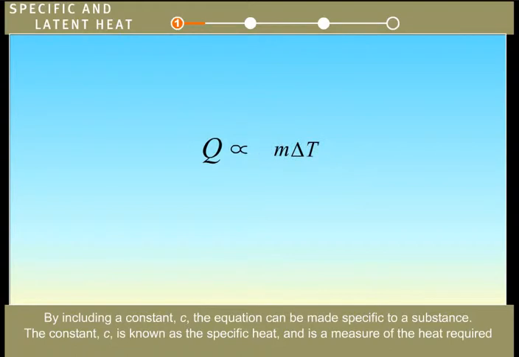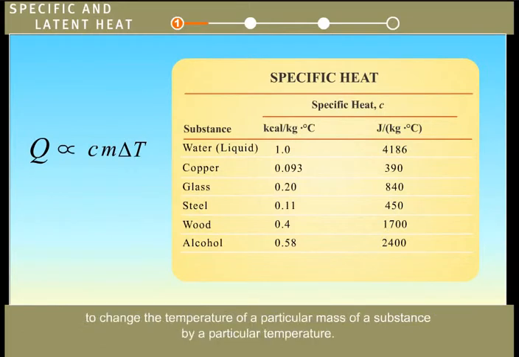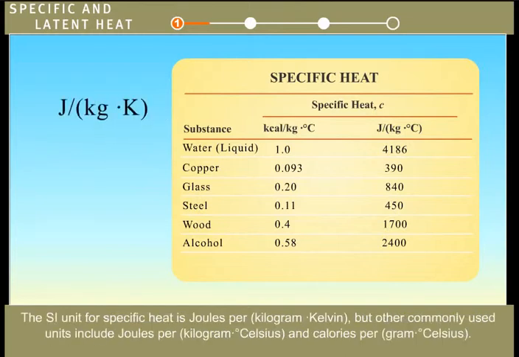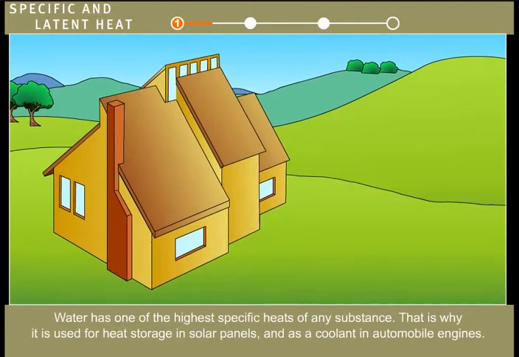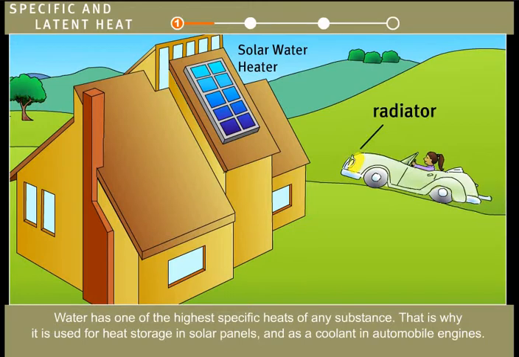By including a constant, C, the equation can be made specific to a substance. The constant, C, is known as the specific heat, and is a measure of the heat required to change the temperature of a particular mass of a substance by a particular temperature. The SI unit for specific heat is joules per kilogram Kelvin, but other commonly used units include joules per kilogram degree Celsius and calories per gram degree Celsius. Water has one of the highest specific heats of any substance. That is why it's used for heat storage in solar panels and as a coolant in automobile engines.